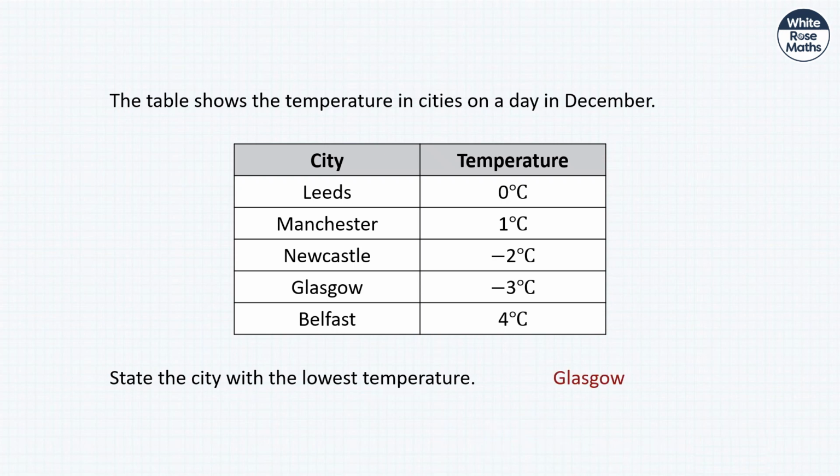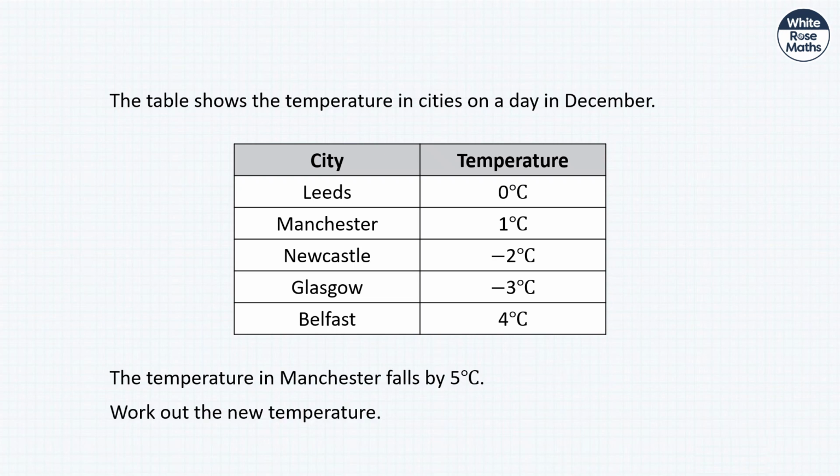So there's my answer for that. Question number 2, the table shows the temperature in cities on a day in December. The temperature in Manchester falls by 5 degrees. Work out the new temperature. So it'll be 1 subtract 5, so 1 take away 5. That will go into negatives. That'll be minus 4 degrees or negative 4 degrees.